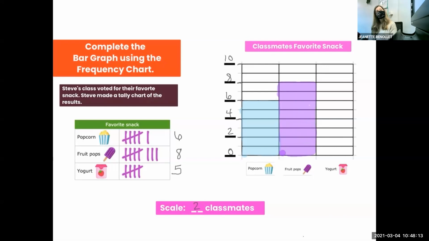And then my last one is my yogurt. And you can see that 5 people liked yogurt. So I'm going to count up here, start at 0, 2, 4. I'm not going to go all the way up to 6. I'm only going to go up halfway to 6, which is 5.